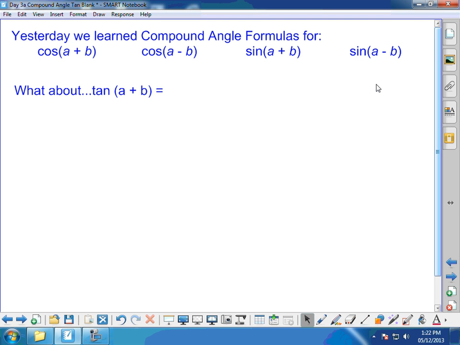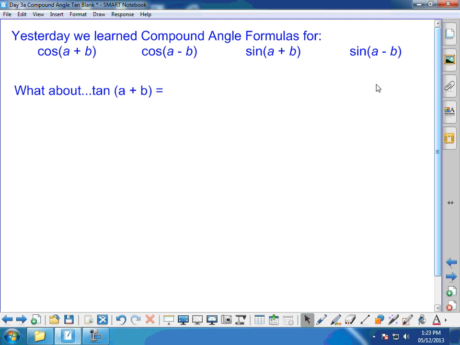And then for sine, for A plus B, it's sine A cos B plus cos A sine B. And for sine(A minus B), it's sine A cos B minus cos A sine B. So those are over on the sideboard. So now we're going to add the two for tan.